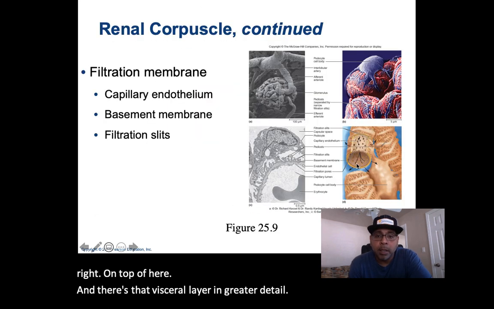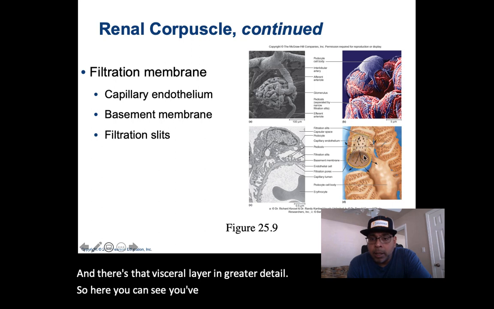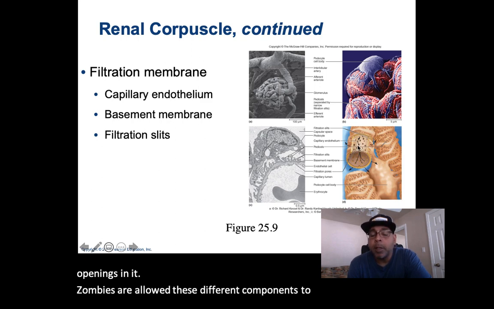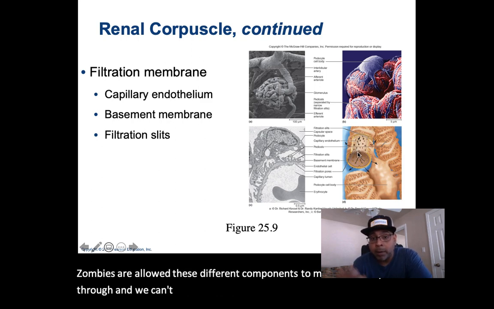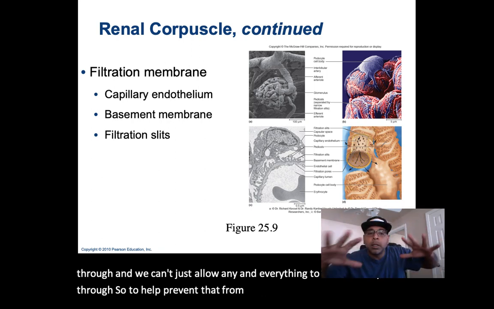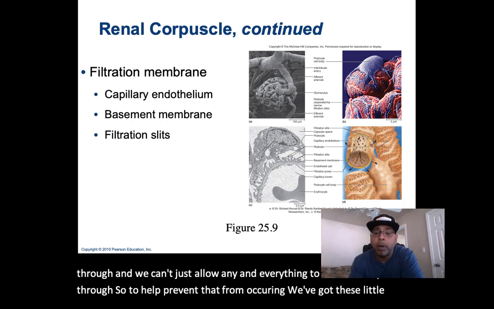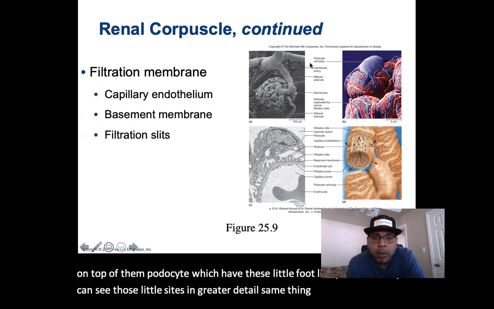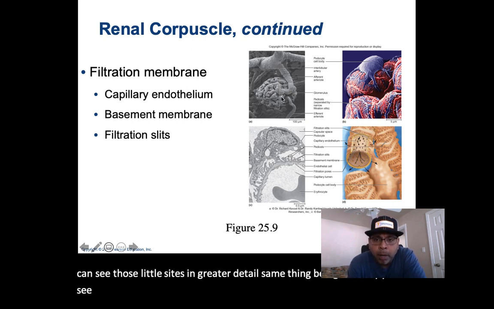So here you can see you've got that glomerulus. It's got all these little openings in it. Those openings are going to allow these different components to make their way through. And we can't just allow any and everything to make its way through. So to help prevent that from occurring, we've got these little cells on top of them, podocytes, which have these little foot-like processes. So here you can see those podocytes in greater detail. Same thing, you can see now, here's another part being depicted here.